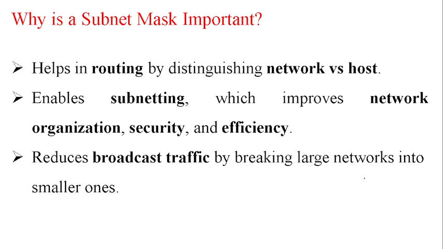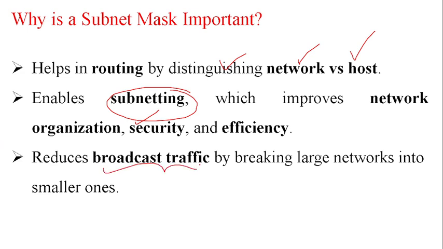And the second question, why is a subnet mask important? Yes, it is very important because it helps in routing by differentiating the network ID and the host ID. It enables subnetting because you can create any number of subnetworks. That helps in improving the efficiency of the network organization. You can provide security because you are not sending the data to the whole network at a time. We are creating the groups and then we are sending. Thereby, you can increase the security.